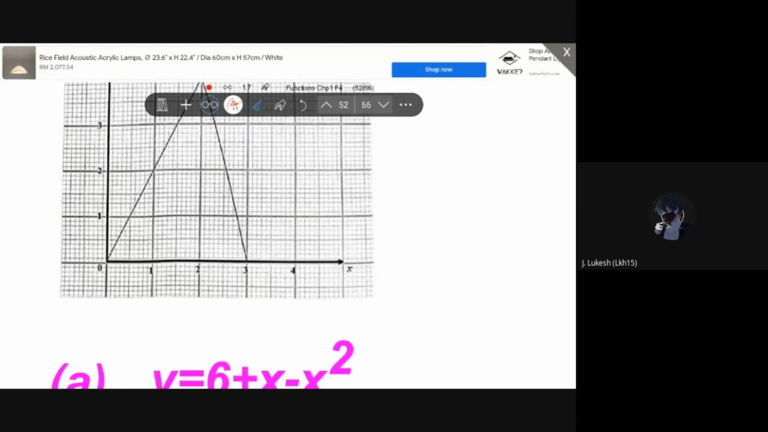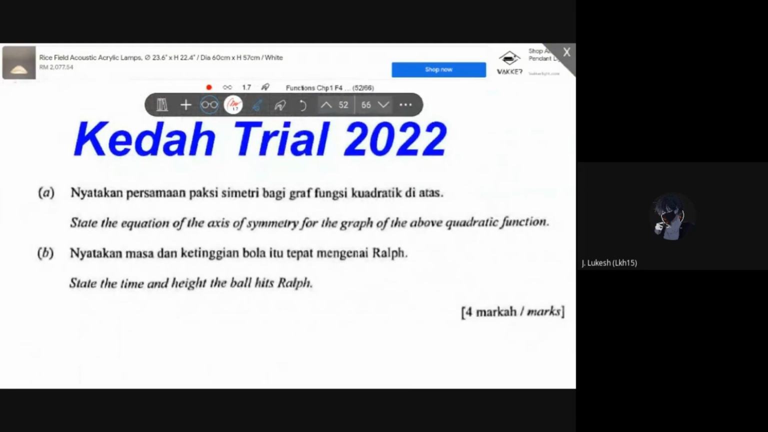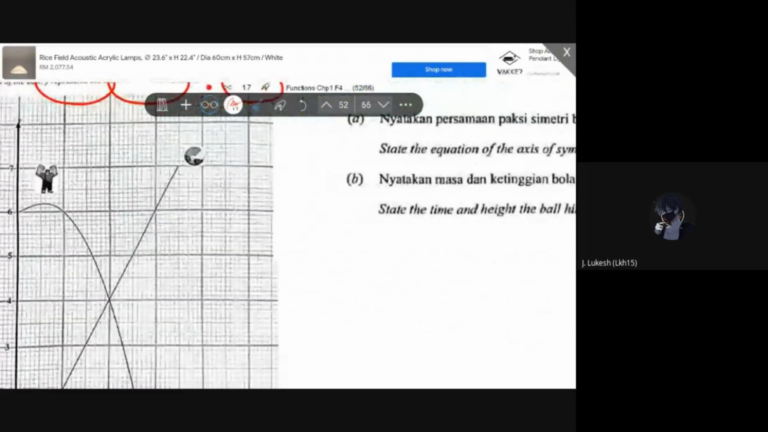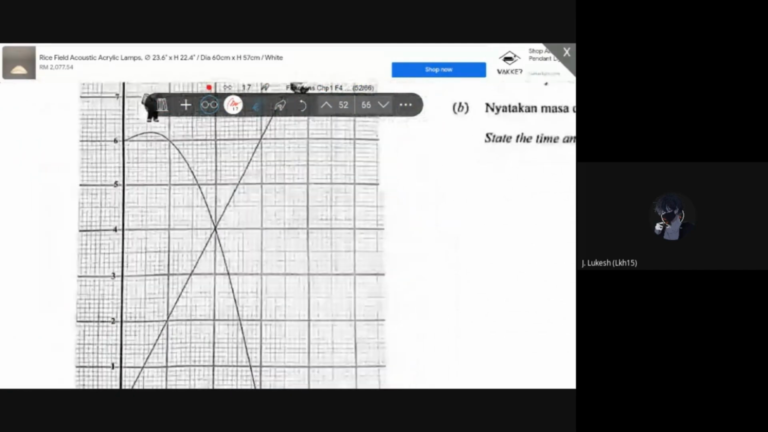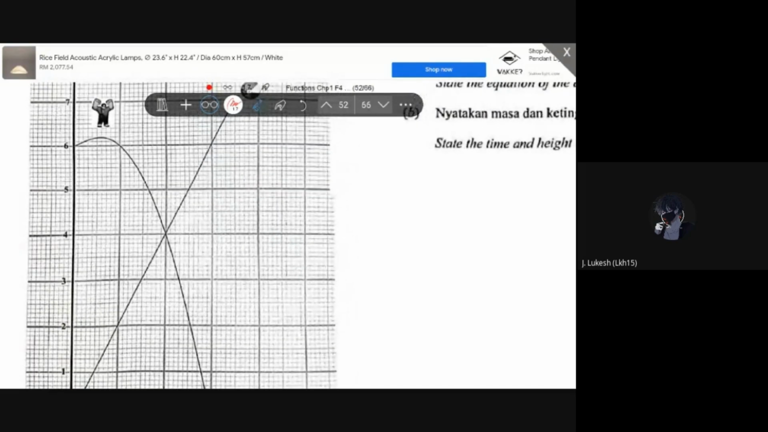Okay, so this is the graph, okay? We are doing this graph. Sekarang mereka nak persamaan axis of symmetry, okay? So, teruskan cikgu. Okay, sure. Okay, so now, this is the graph. So, Ken, I want to ask you. Saya nak tanya semua.